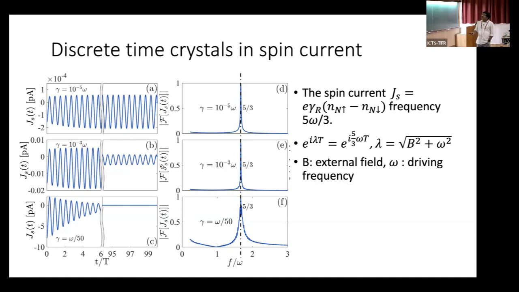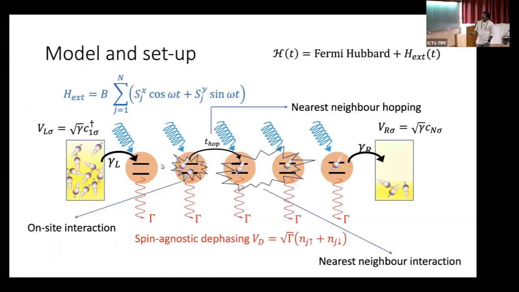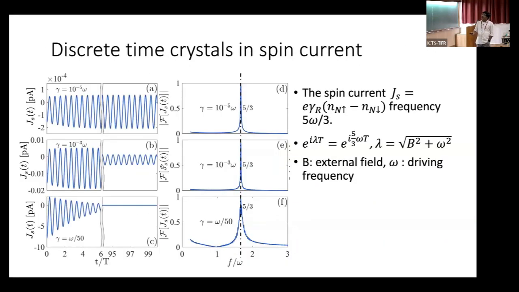So I think I forgot to mention the kind of setup I am imagining is on a quantum dot array. In a quantum dot array, we naturally have these source and drain. So here I plot spin current as a function of time for, say, 100 driving periods.